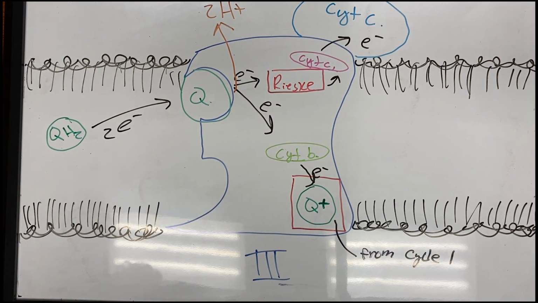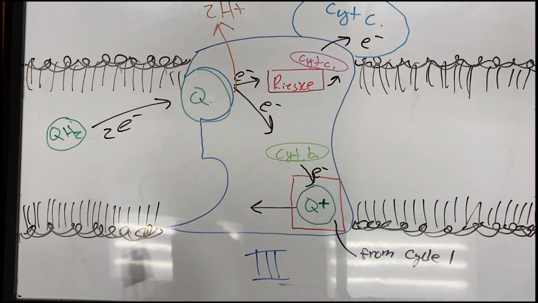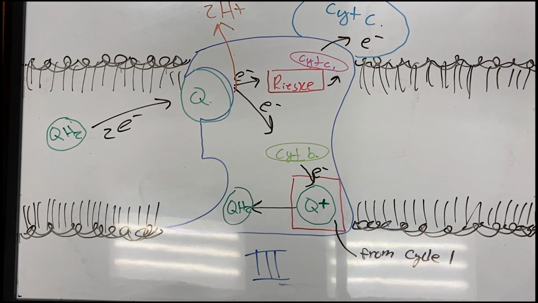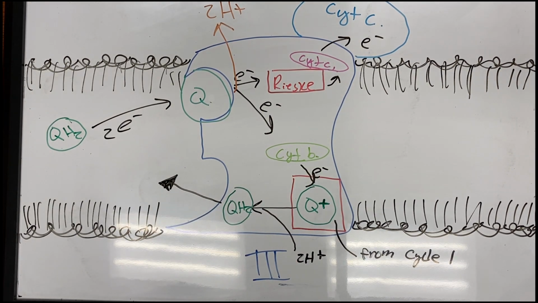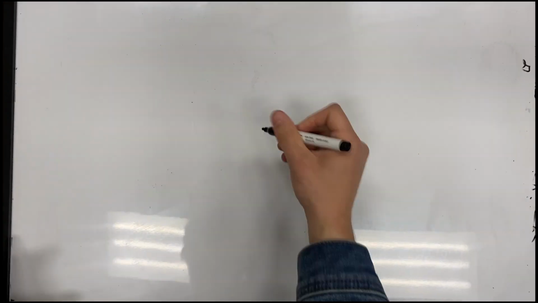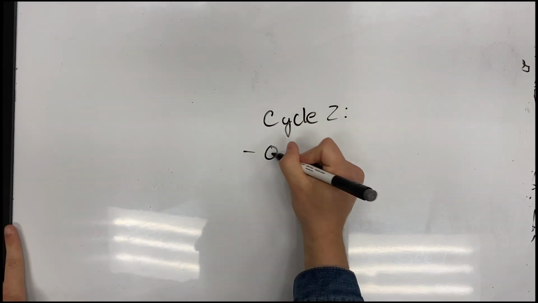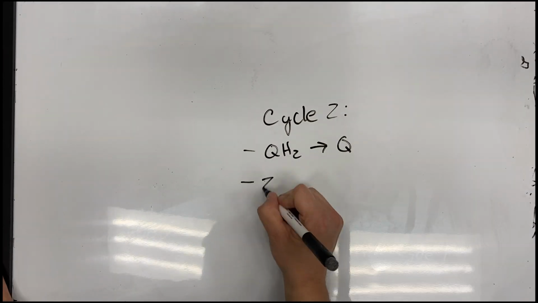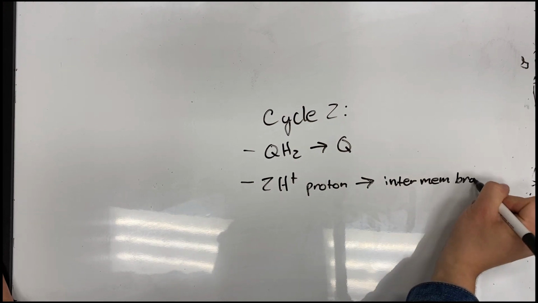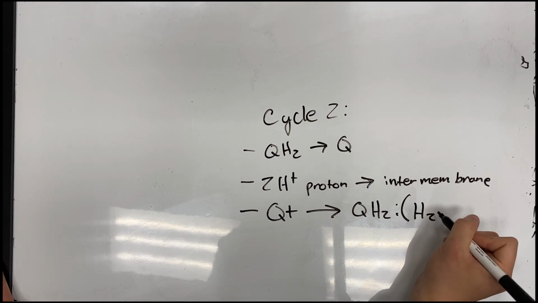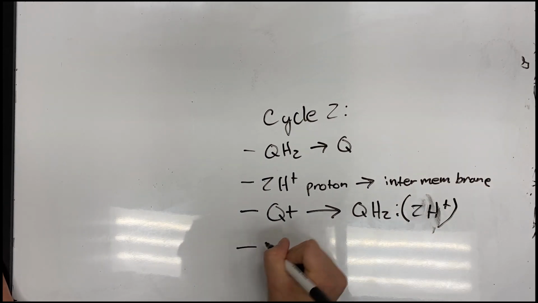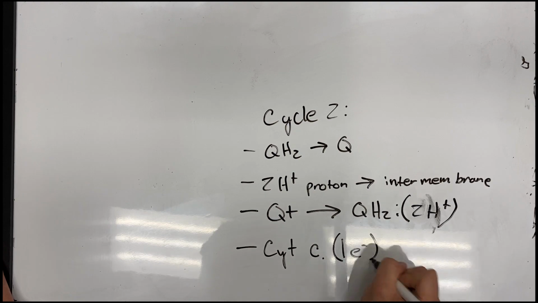This reduction of semiquinone to ubiquinol promotes 2 hydrogen protons to pump into the complex itself. In conclusion to cycle 2, we saw 1 ubiquinol reduced to ubiquinone, 2 hydrogen protons pumped into the intermembrane space, and we saw 1 semiquinone reduced into ubiquinol, promoting 2 hydrogen protons pumped into the complex. We also saw 1 cytochrome C carrying 1 electron moved over to complex 4.